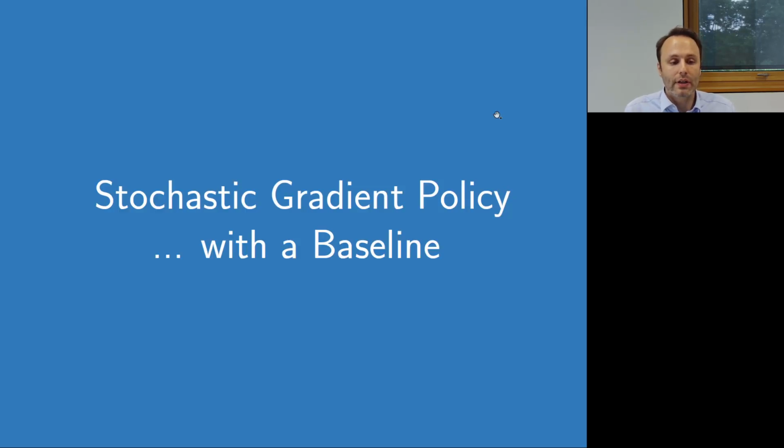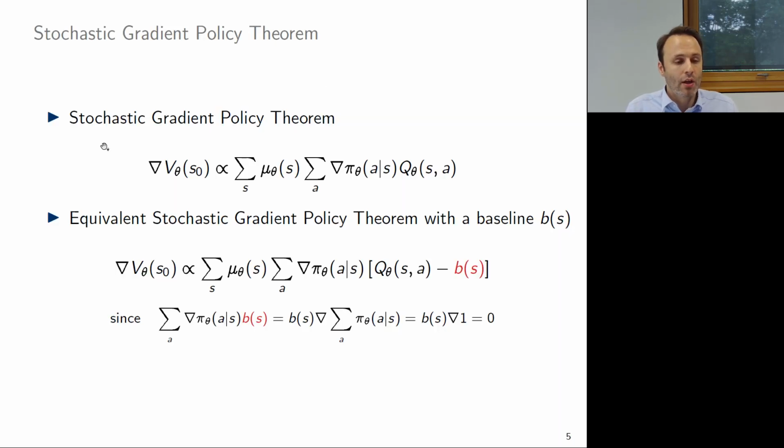So to understand how they work, let's take a look at the stochastic gradient policy theorem and add a baseline to it. The stochastic gradient policy theorem states that the gradient of the value function is proportional to the sum over all states of stationary distribution mu, multiplied by the sum over all the actions of the gradient of the policy. So it gives the direction in which to improve, times the expected rewards Q that are coming from that policy.